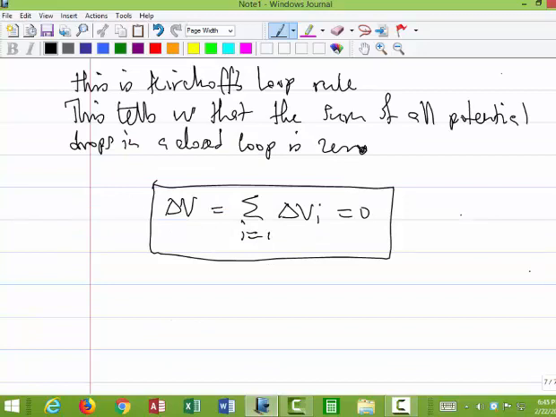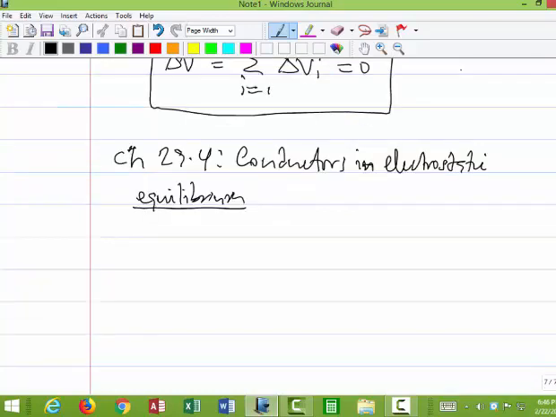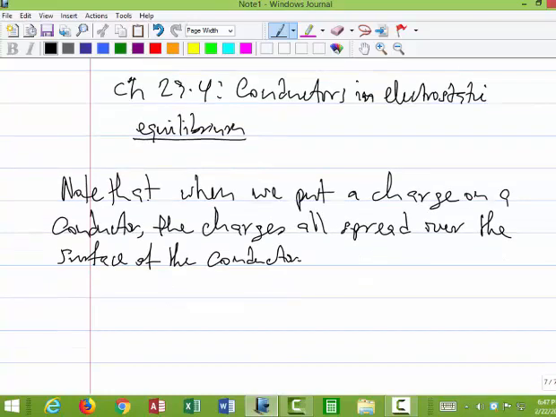So let's leave it at that and go on to 29.4, which is conductors in electrostatic equilibrium. If you have a conductor and you put excess charge on it, since charges are allowed to move, all the charge is spread on the surface of the conductor. Okay, we shall see how that works out. Note that the charges will all spread over the surface of the conductor. And I've already explained that this is because conductors allow charge to move easily.